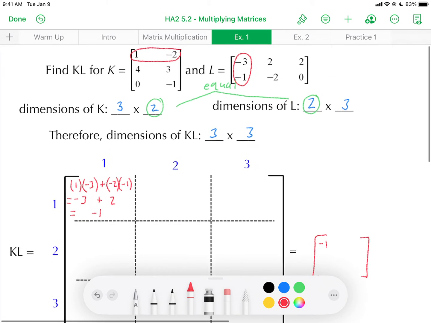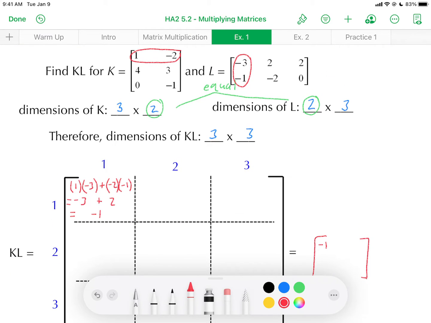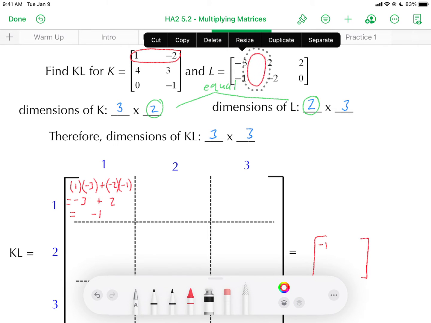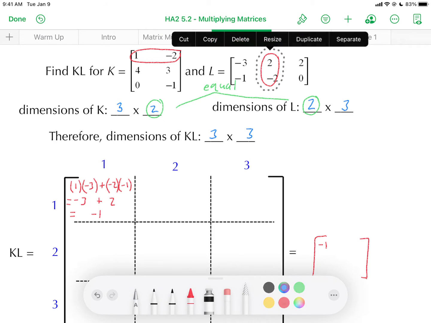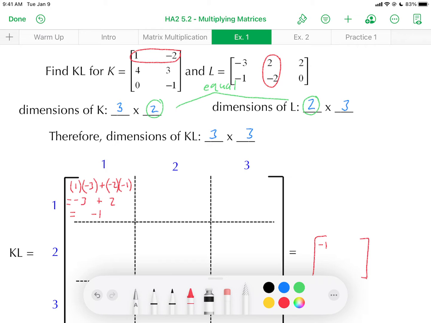Okay? All right, now let's go after first row, second column. First row, second column. I use the first row elements of K, but now I use the second column elements of L. Process is still the same though. I start with the leftmost number and the topmost number. So it's going to be 1 multiplied by 2 added with -2 multiplied by -2. So that's going to be 2 plus 4 or 6.